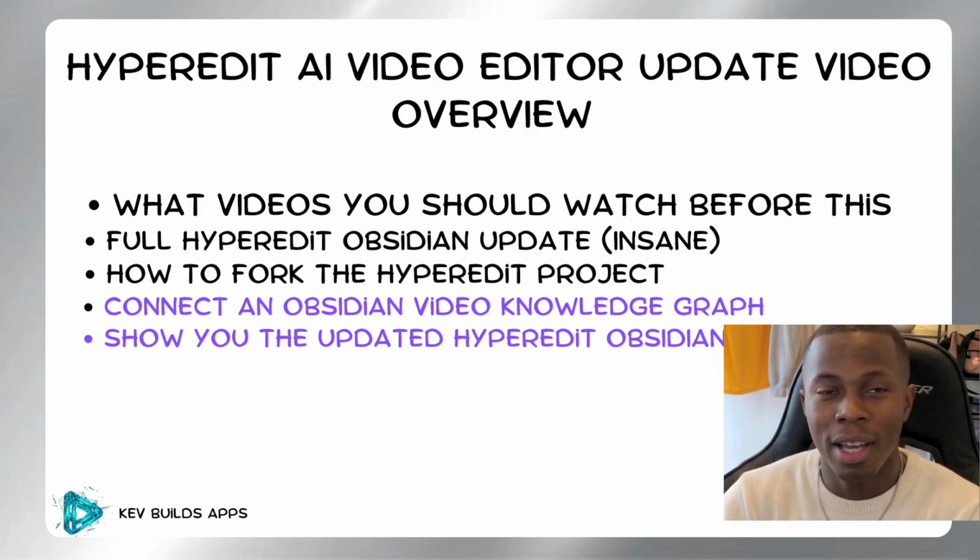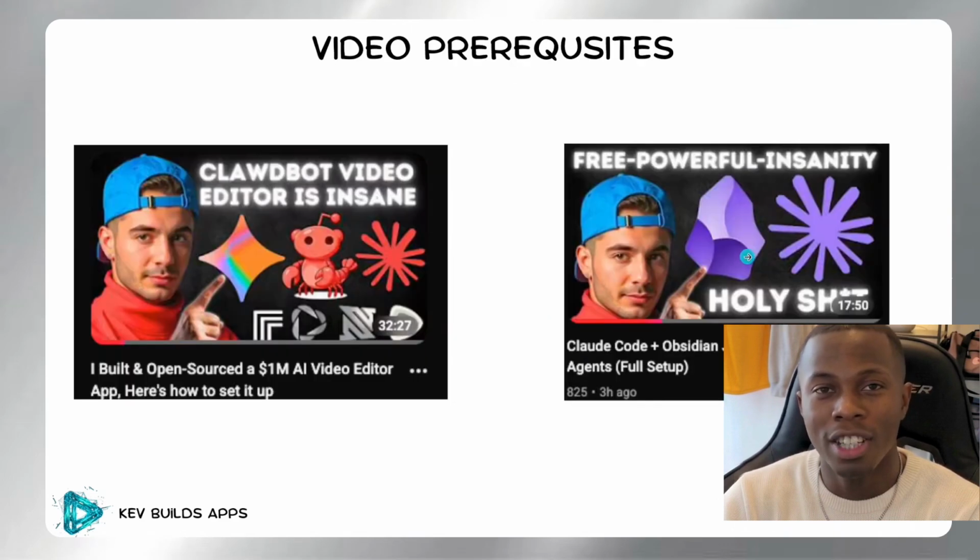Let's get into it. So the 2 videos that you need to watch is the I built an open source $1 million AI video editor. Here's how to set it up. This shows you all the video workflows that use FAL.ai, how FFMPEG and Remotion actually work, and how to connect Gemini, which was the best video analysis API out there, as well as the Claude plus Obsidian. Just 100x'd my AI agents.